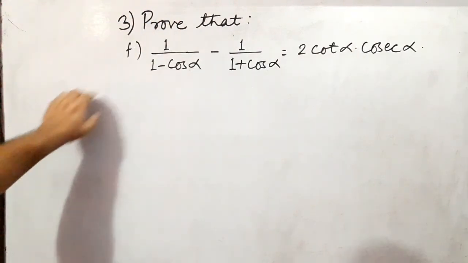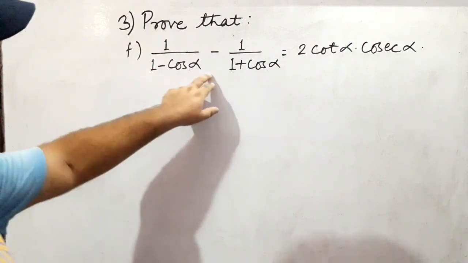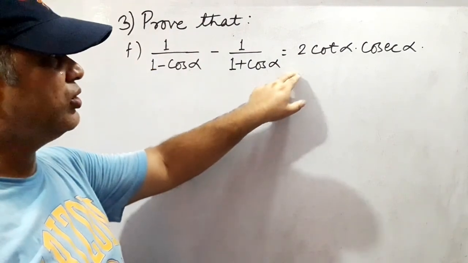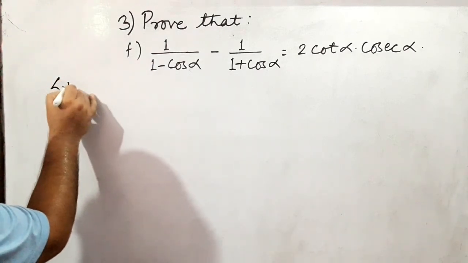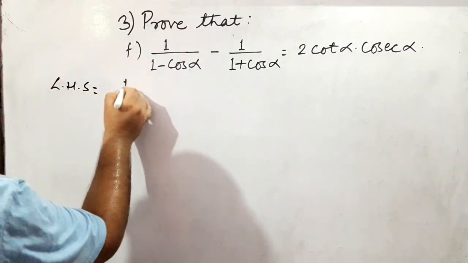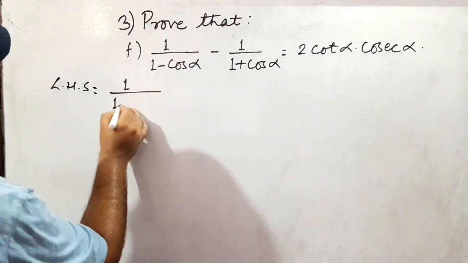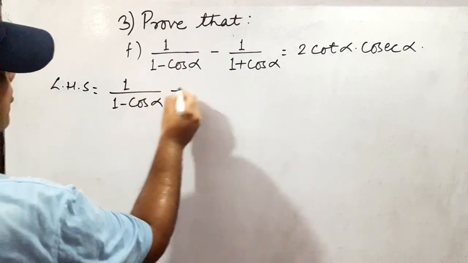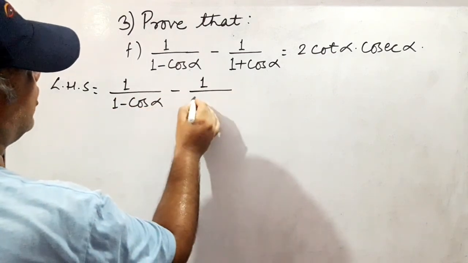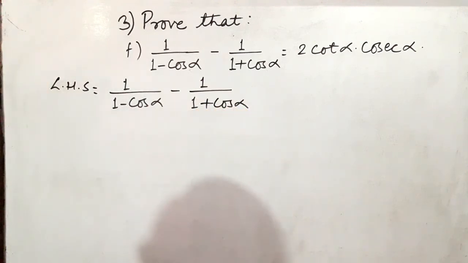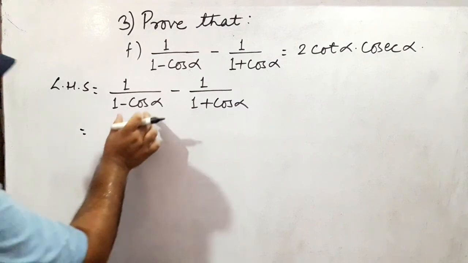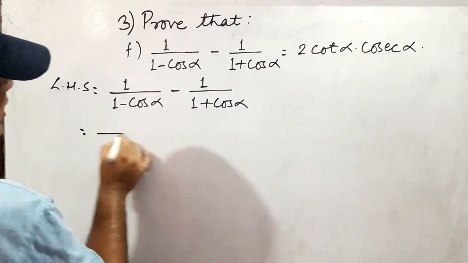The next question, 1 by 1 minus cos alpha minus 1 by 1 plus cos alpha equals 2 cot alpha into cosec alpha. So taking the left hand side, we have 1 by 1 minus cos alpha minus 1 by 1 plus cos alpha. This question is similar to the previous one. Here also we shall take both expressions as their LCM.